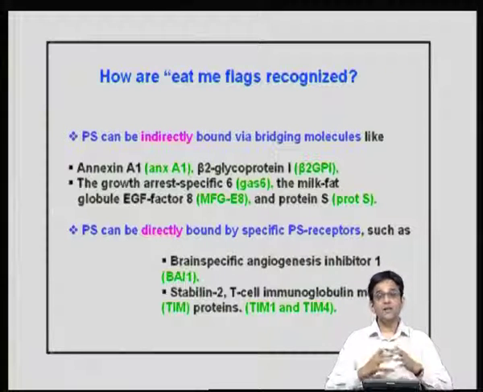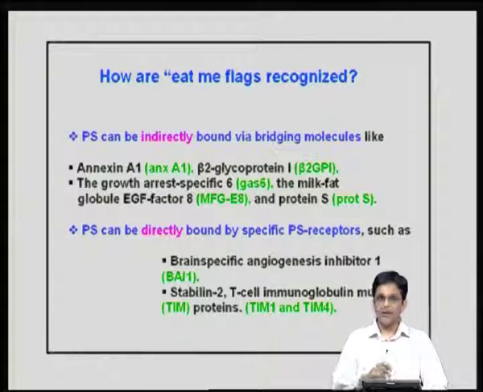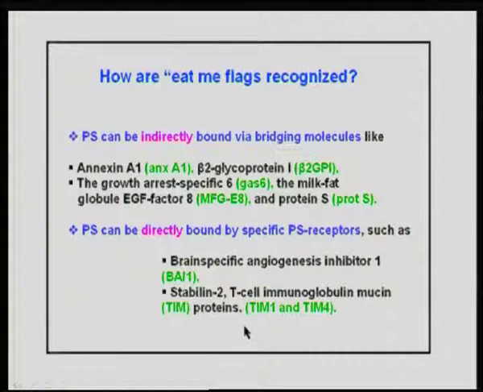The other is phosphatidylserine can be specifically bound by particular receptors that recognize it, and there are several again over here. You have brain specific angiogenesis inhibitor or BAI1, you have stabilin 2, and you have the TIM proteins, TIM1 and TIM4, that will recognize phosphatidylserine and they will ingest it.